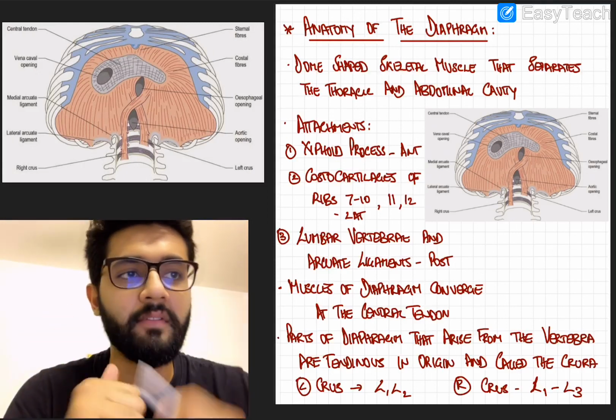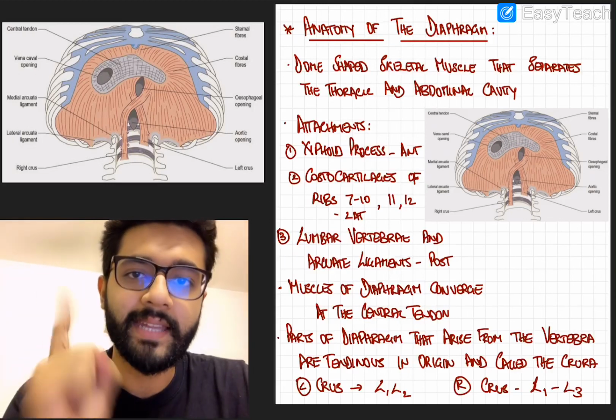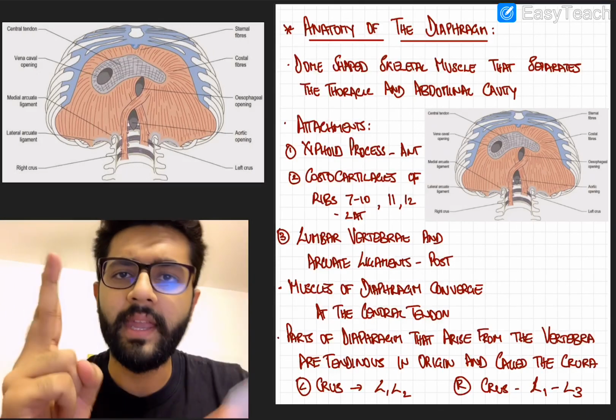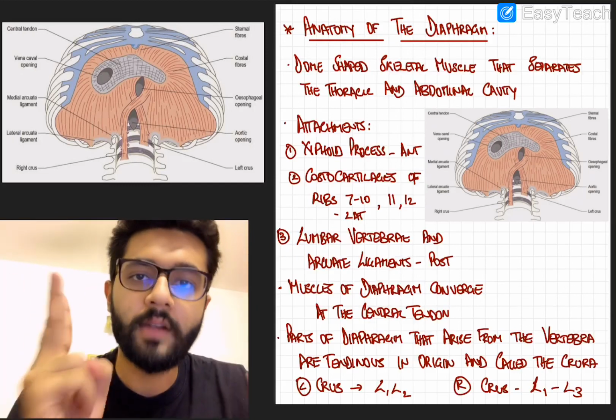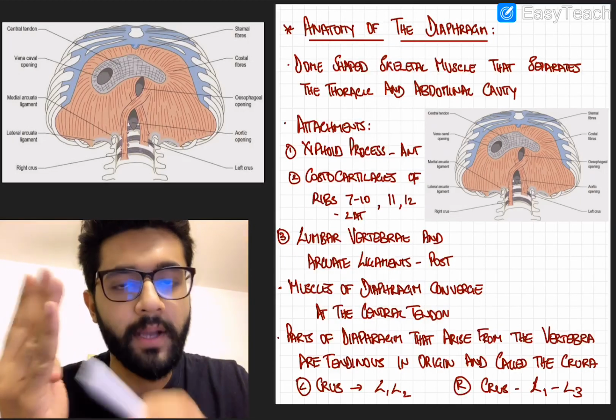Before we start about the diaphragm per se, it's important to know that when you're studying for the exams, you should study every muscle under 6 broad headings. They include, firstly, the attachments of the muscle, primarily the origin and the insertion site of the muscle. Then the parts of the muscle, especially when it's a large muscle, it's bound to have a few parts.